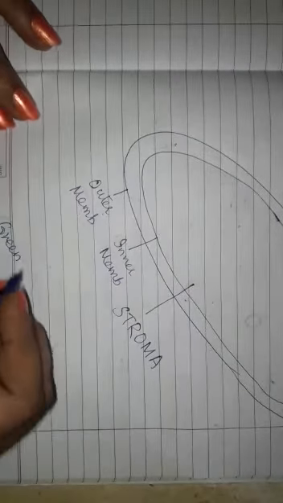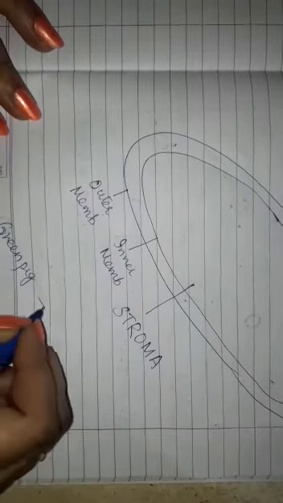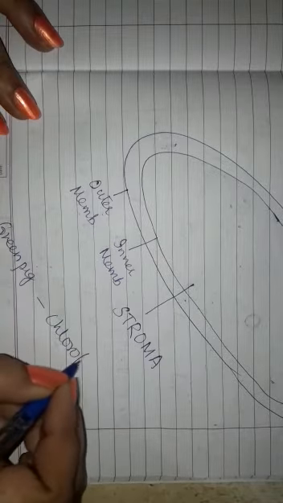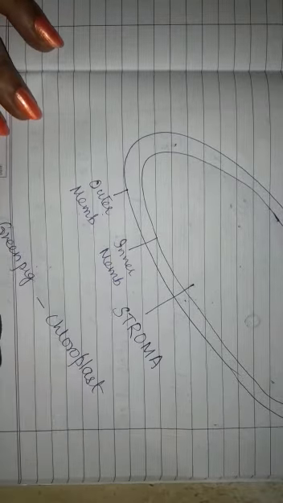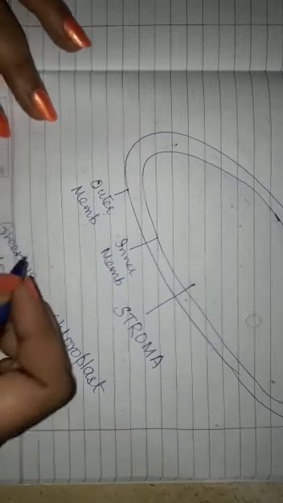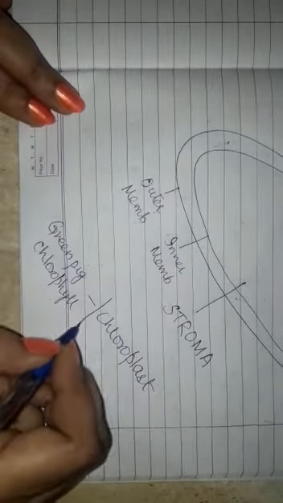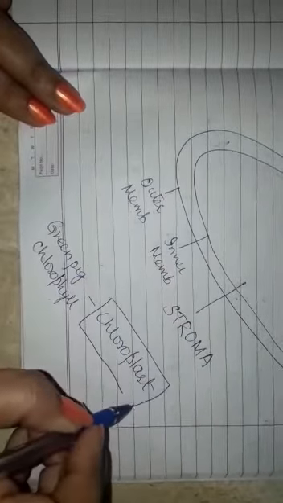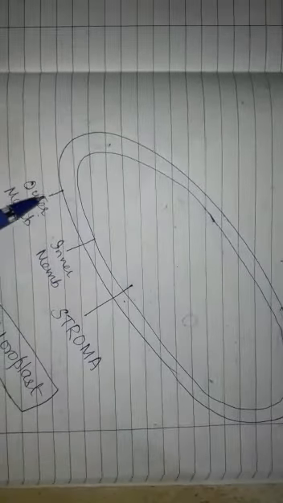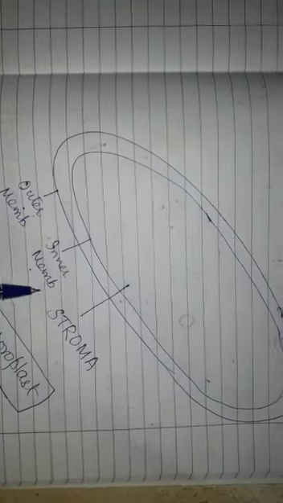A plastid containing the green pigment chlorophyll is called a chloroplast. Let us discuss the structure of the chloroplast. The chloroplast is a rod-shaped organelle which is bounded by two membranes, the outer membrane and the inner membrane.